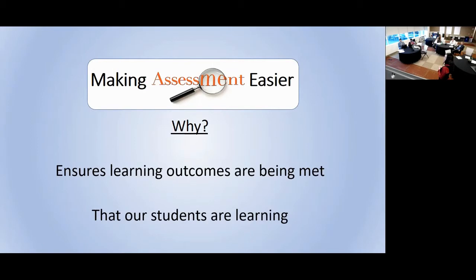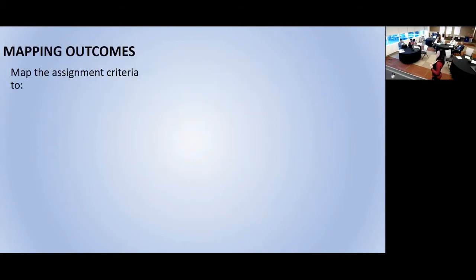So how do we do this? How do we actually show that our students are learning? One of the ways is that in assessment, we spend a lot of time mapping outcomes. I know it sounds really exciting, and sometimes it is. What we have to do is map the course learning outcomes.